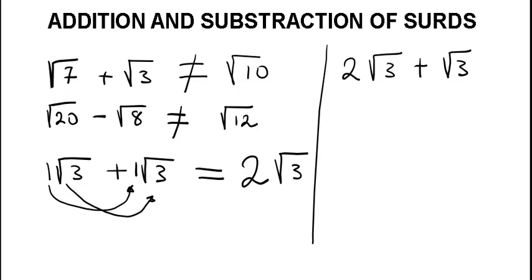But remember that in this second surd, we have an invisible 1 that we don't write in mathematics. So that invisible 1, you add it up with the 2. Therefore, we have 2 plus 1, which will give us 3. Then root 3. Therefore, 2 root 3 plus root 3 is going to give us 3 root 3.